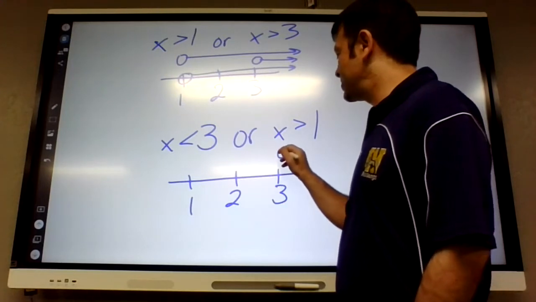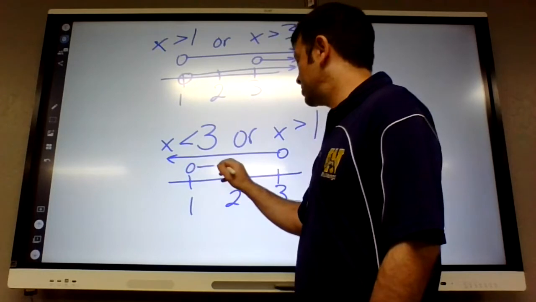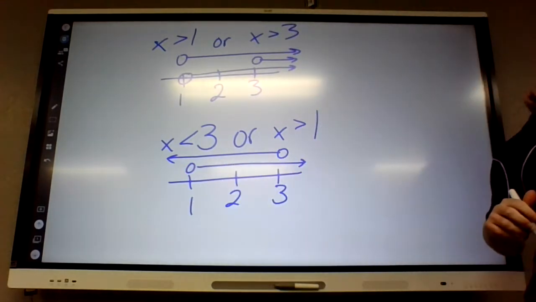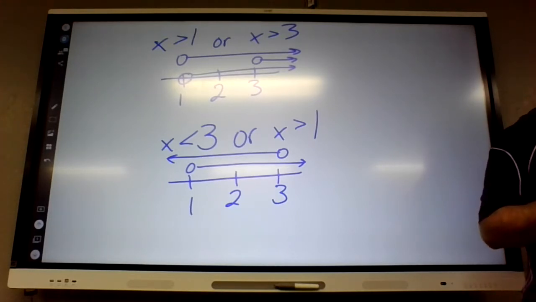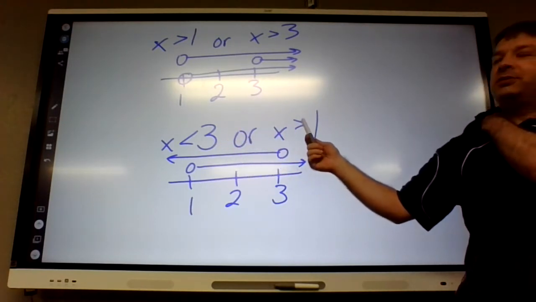Okay, less than 3 looks like this. Greater than 1 looks like that. So would it be anything except 3 and 1? No, anything. Can anybody think of a number that doesn't work? 0. Is 0 less than 3? Yeah. Or greater than 1? Yes.